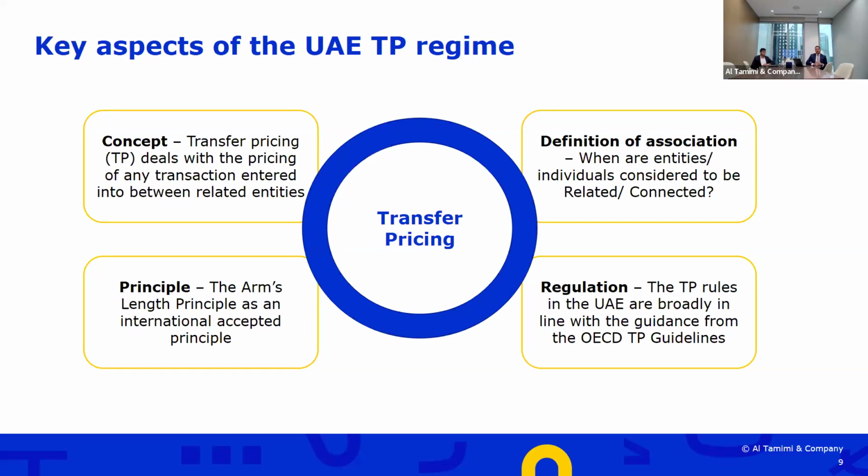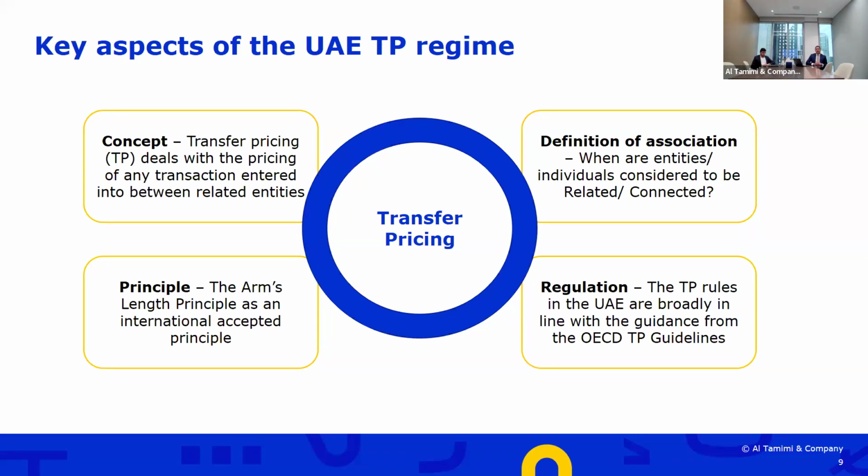From a design perspective, each transfer pricing regime needs to have a few definitions. The first is the definition of association, or related parties. So basically, which parties are considered related for transfer pricing purposes. We're going to see that in the later slides.